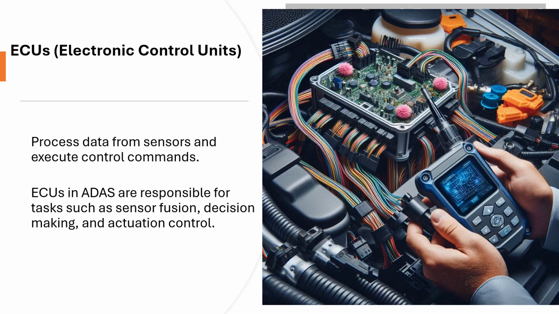ECUs, electronic control units, process the data from the sensors and execute control commands. ECUs in ADAS are responsible for tasks such as sensor fusion, decision making, and actuation control. ECU is a fundamental concept of any automotive or car, and therefore it is an important part of ADAS. The data which comes from the sensor goes to the ECU, and the ECU processes it, and the decision making is done by the ECU. ECU means it has hardware and software, microcontroller, everything, and then this decision is given to the actuation control, that is the motor or anything. So this is the basic process.